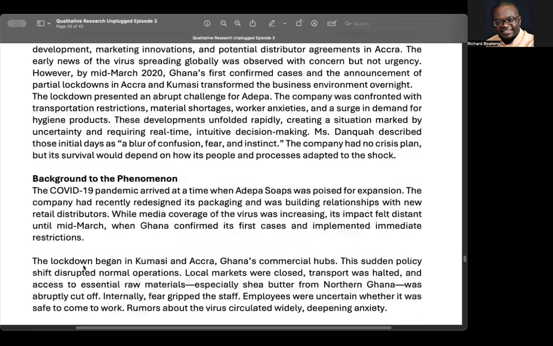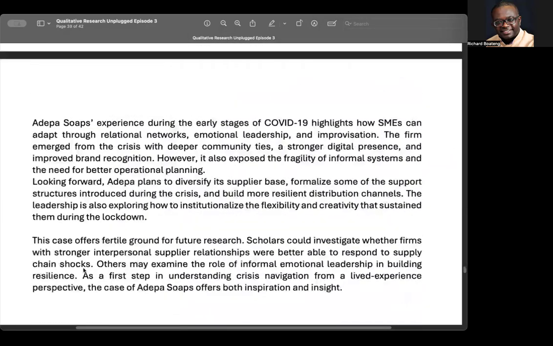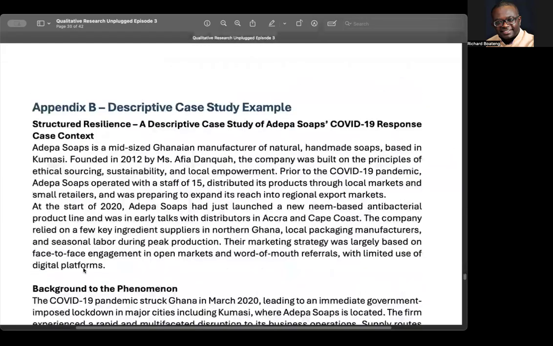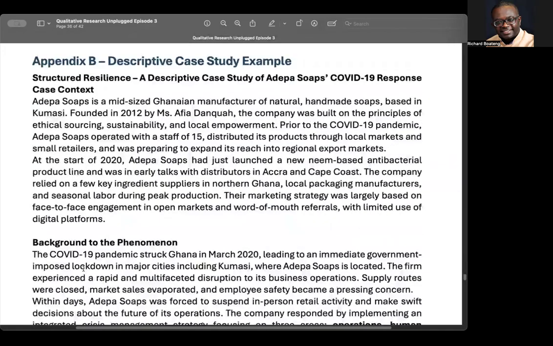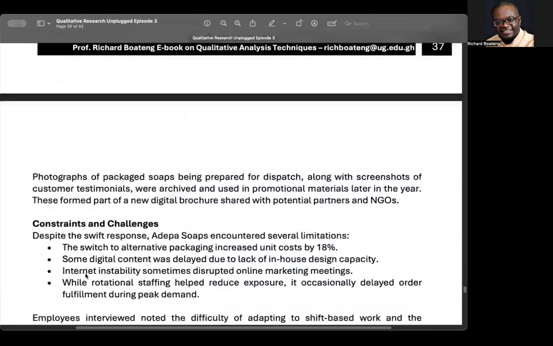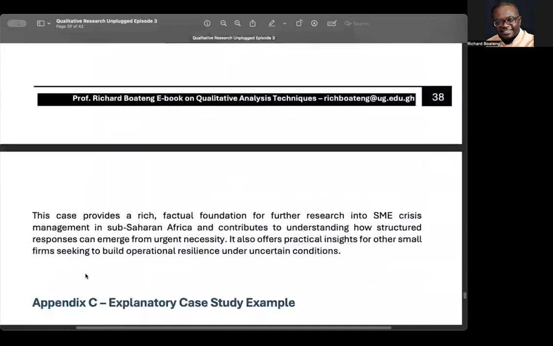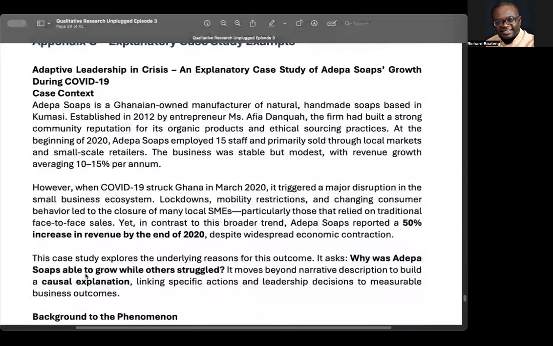And Appendix C. Appendix C offers an explanatory case study. It goes beyond description to build that causal argument, linking specific actions like Amaz's adaptive leadership and the digital pivot directly to the company's remarkable 50% revenue growth during the crisis. It tries to explain why they succeeded. Seeing these different approaches applied to the same basic scenario is incredibly instructive. Definitely sounds like required reading alongside the main guide.